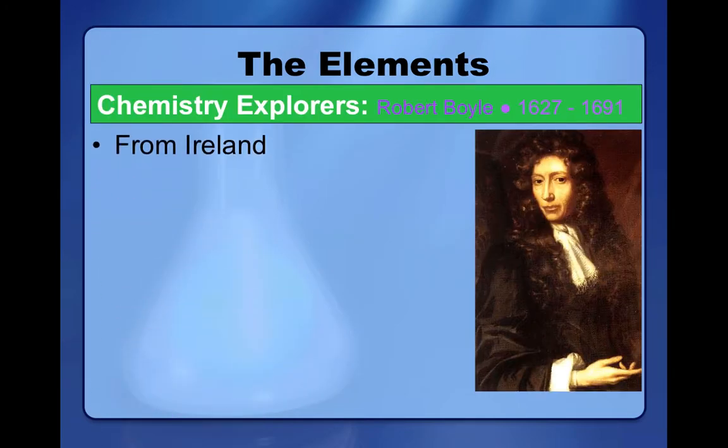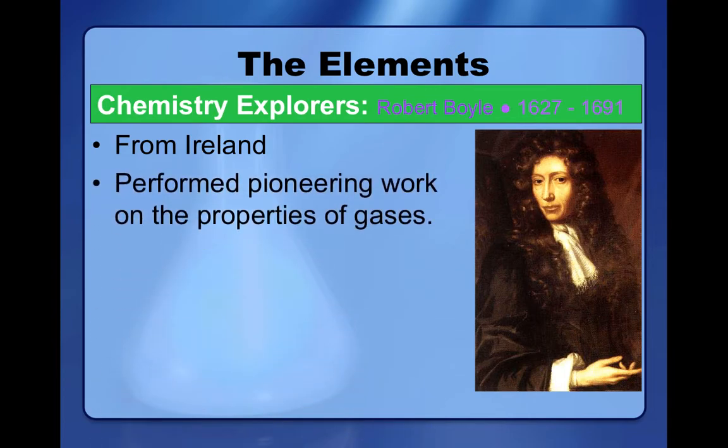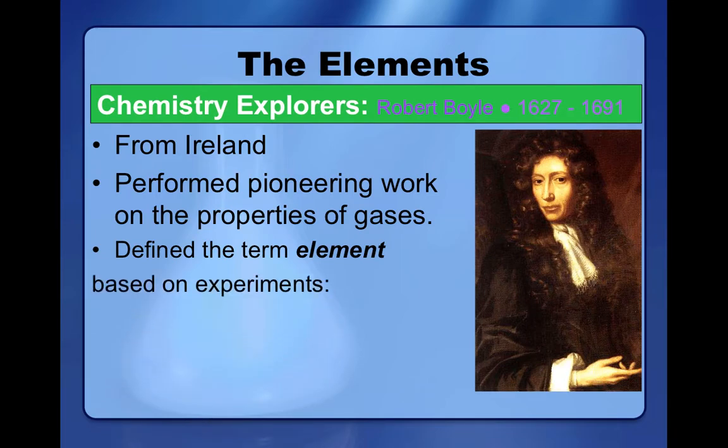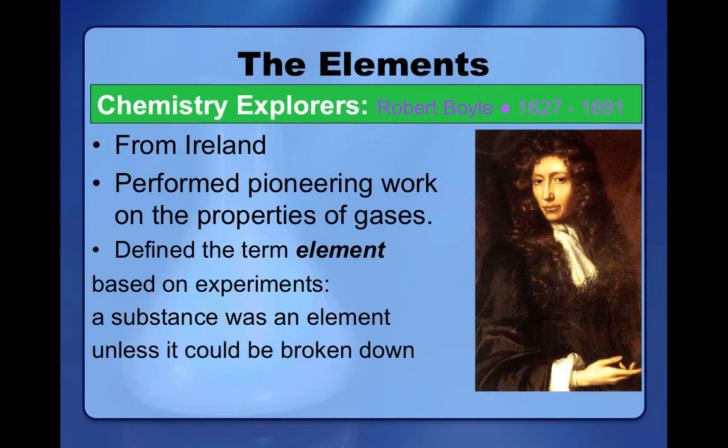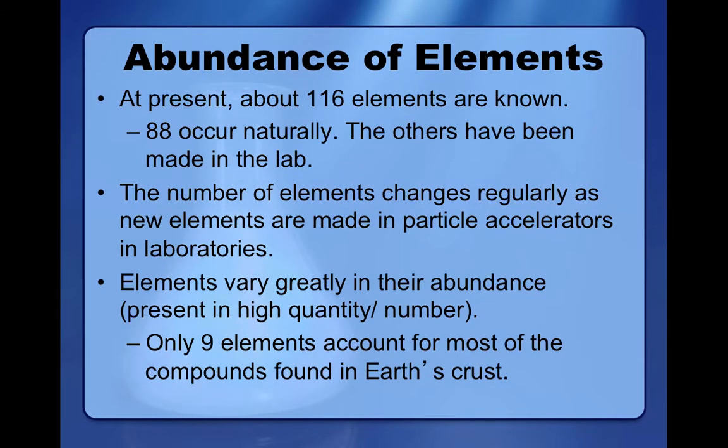Here's Robert Boyle. He was from Ireland. He performed pioneering work on the properties of gases, defined the term element, and he based that on experiments. A substance was an element unless it could be broken down into two or more simpler substances. At present, about 116 elements are known. 88 occur naturally. The others have been made in the lab. The number of elements changes regularly as new elements are made in particle accelerators in laboratories.